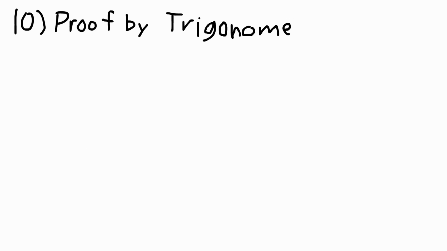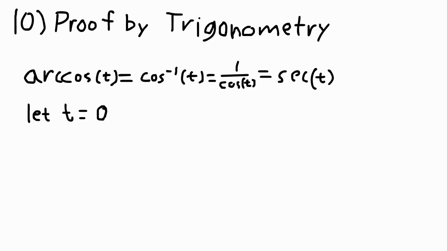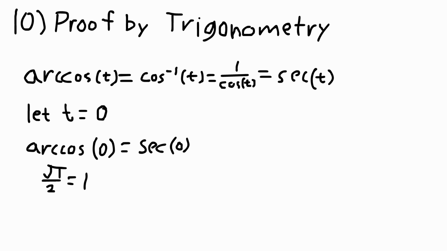Proof by trigonometry. Arc cosine is the inverse cosine, which is written as cosine to the negative 1, which means that it's just 1 over cosine, which is secant. Now, let t equal 0. That means that arc cosine of 0 is equal to secant of 0, which means that pi over 2 is equal to 1, which can be rearranged into 1 equals 0.